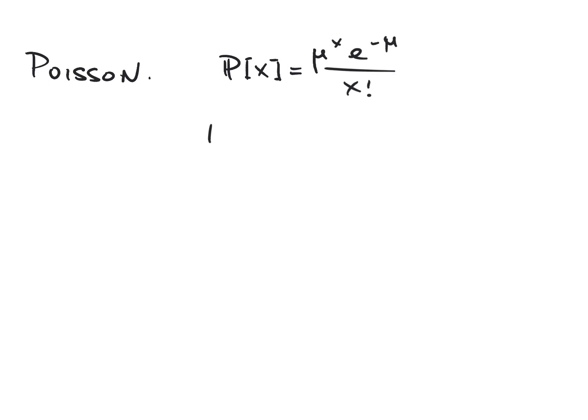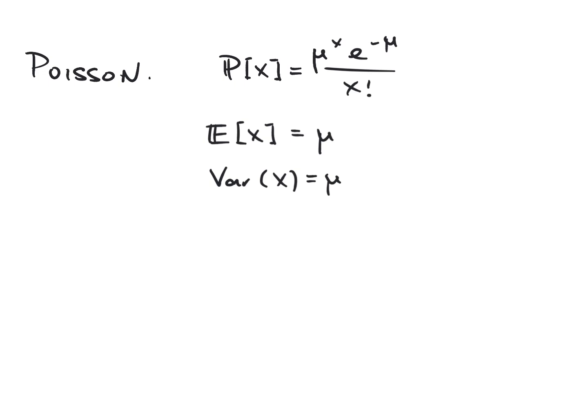And we had a formula for the expected value of X, or rather, the expected value of X is simply that mu value that we're using. But the other thing is the variance in X will also equal mu. So this is something to keep in mind.